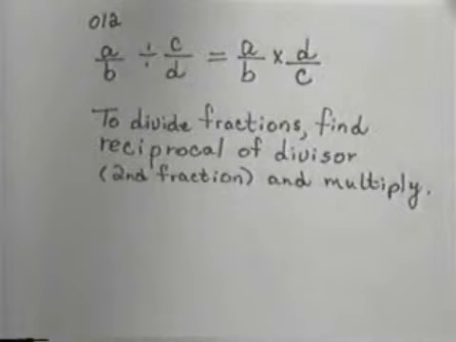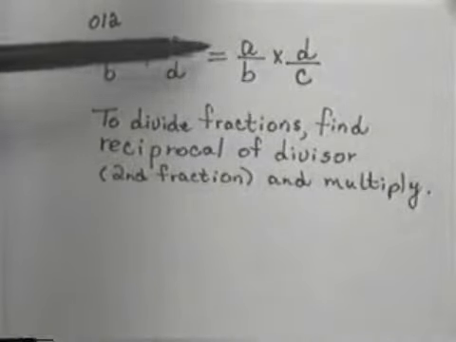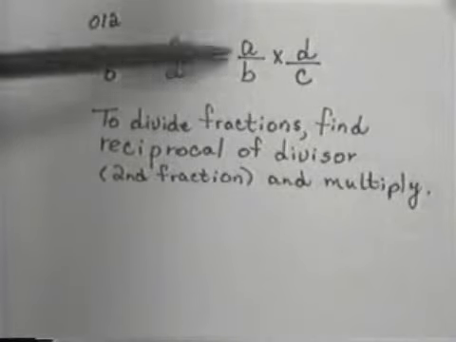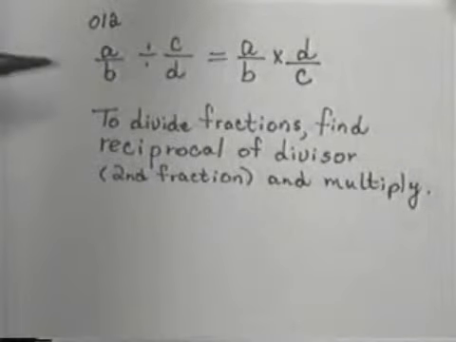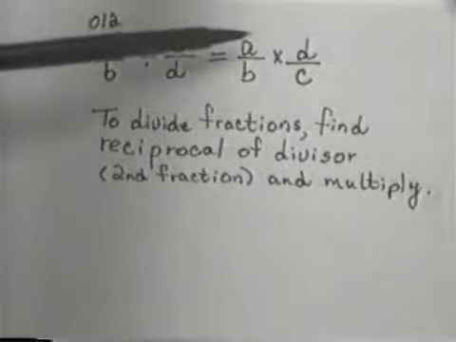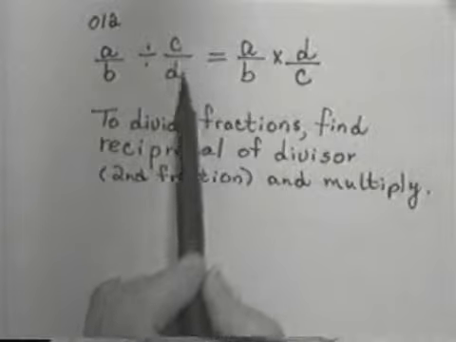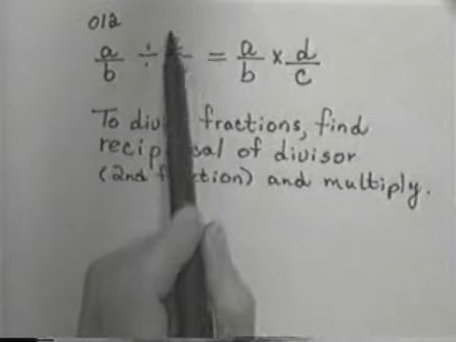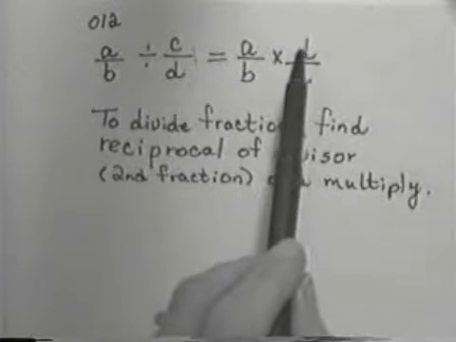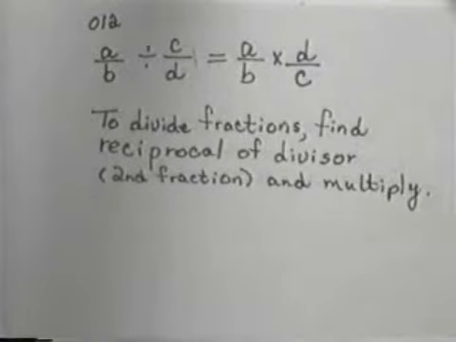This is the rule for dividing fractions. If you have a fraction a over b and you want to divide it by another fraction, c over d, you take your first fraction and copy it down again, leave it as a over b, change your division sign to a multiplication sign, and then find the reciprocal or flip your divisor and make it, in this case, d over c.